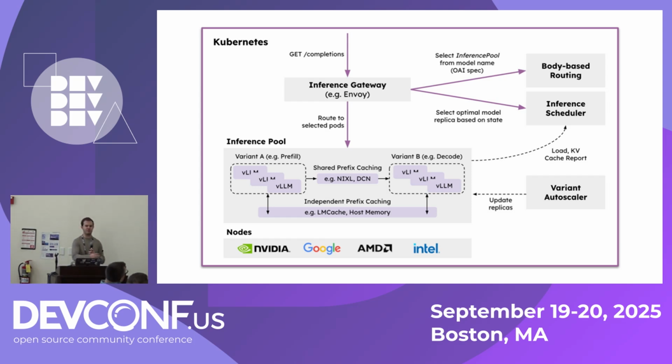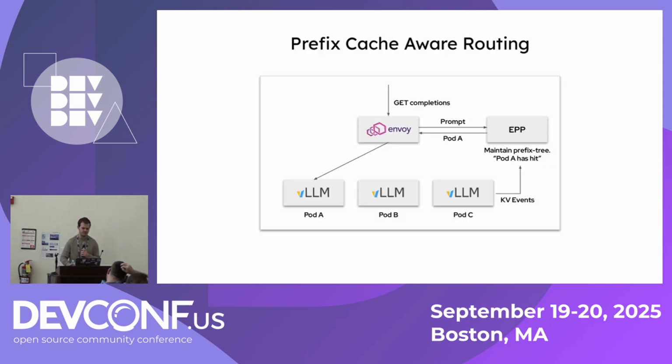We can do a prefill decode disaggregation setup. We can offload to other KV caches. So I'll just talk through a couple examples, but this is the overall architecture of LLMD, where we have a gateway, which is taking requests in. We have an inference scheduler, which is in charge of making the decision for how the request should be processed. And then we have the inference pool, which is responsible for actually executing the request.